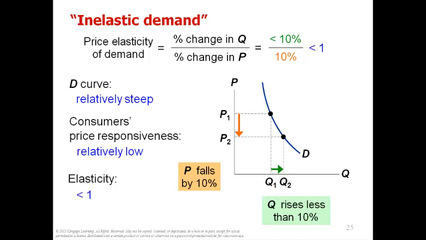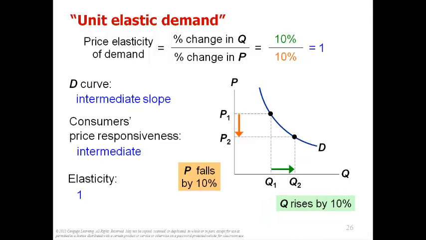A steep curve is inelastic. So here's showing you that a price falls by, let's say, 10%. The quantity demanded increases by less than 10%. So for a large fall in price, there's a small rise in quantity demanded, and vice versa. There's also such a thing as unit elastic demand. So this is showing you that the percentage change in quantity demanded is the same as the percentage change in price. So if the price falls by 10%, the quantity demanded rises by 10%, and vice versa.